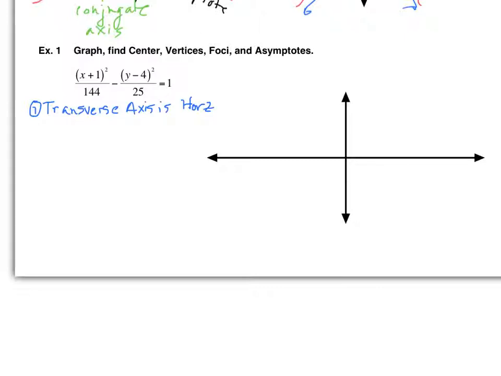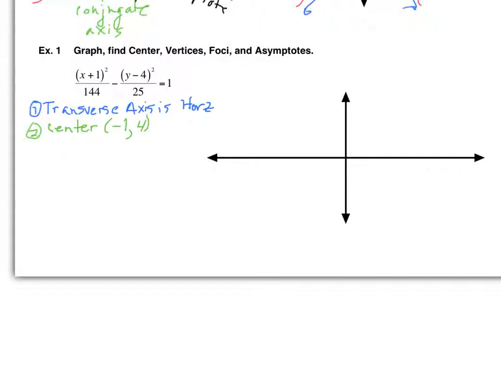All right, then number 2, what can I tell immediately? The center. Everything revolves around that center. So we want to find our center. What is my center? -1, because that's what the x, and +4.